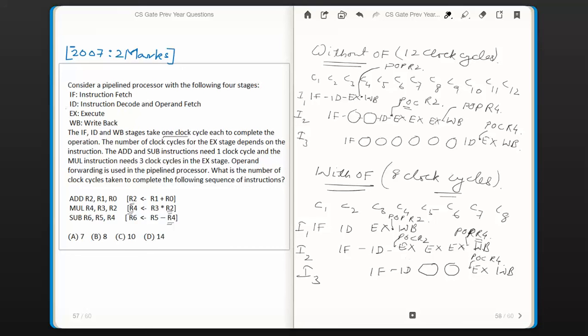So hope you have understood the concept of point of production and point of consumption of the dependent value, the value on which the next instruction is dependent. And the rule is the point of consumption of the value can be scheduled right after the point of production of the producer instruction. And with that we have solved this problem, and we have got the answer as 8 clock cycles. So option B is correct.